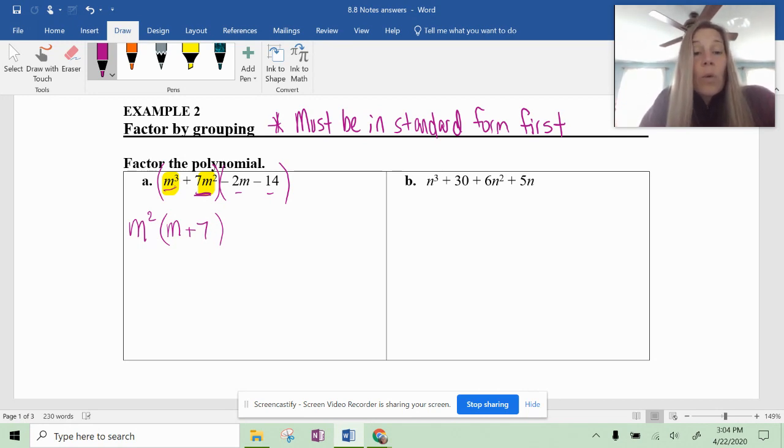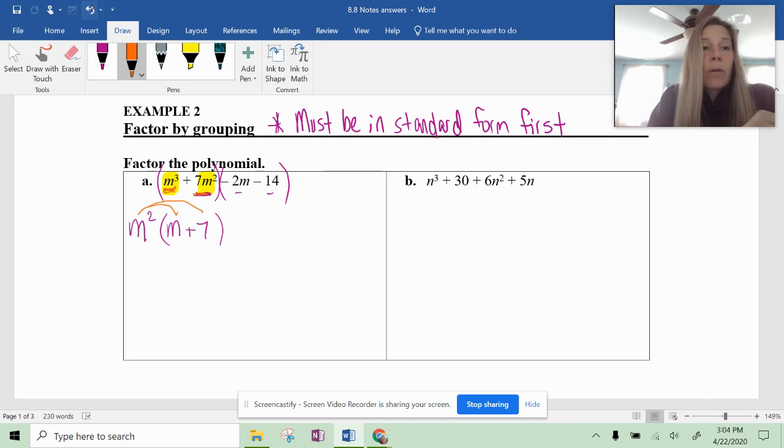Now, if you want to check your work, you could just distribute, right? If I do m squared times m, I want to make sure I get back to this m cubed. If I do m squared times 7, I want to make sure I get back to the 7m squared.